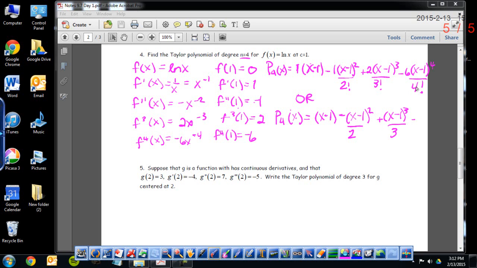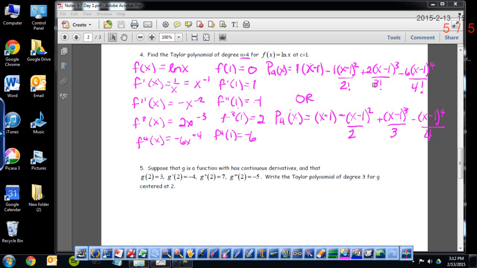And then 4 factorial is 24. So 6 over 24 is 1/4. So I just have x minus 1 to the 4th on top, and then divided by plain old 4 once I reduce. And we'll come back to that in just a second. If this was a multiple choice question, then your answer choices would be listed in the simplified form. But on a free response question, it is perfectly acceptable to leave it in this first part like we did up here.